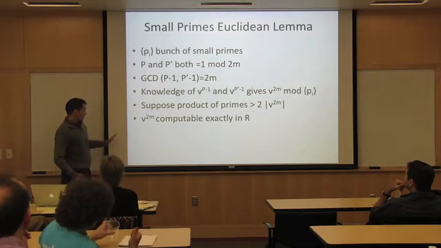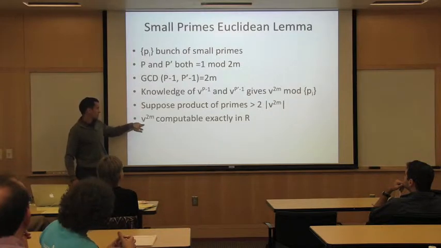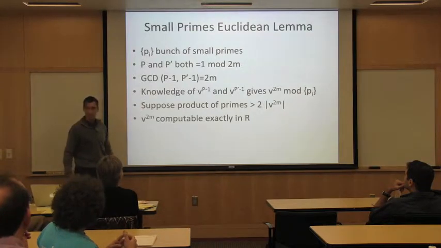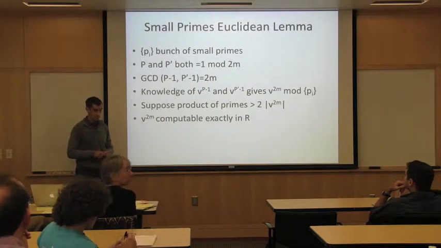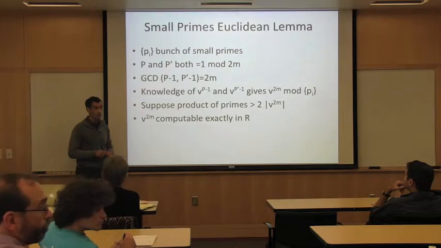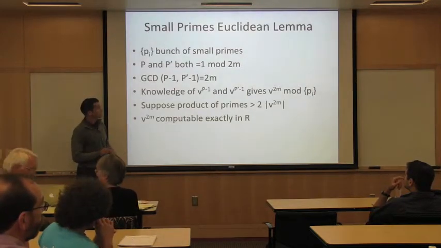So anyway, that's how you get v to the 2m mod the small primes, and v to the 2m computable exactly in R, that ring of integers. The p prime is supposed to be also larger than p to the n over 2. Yes, yeah.